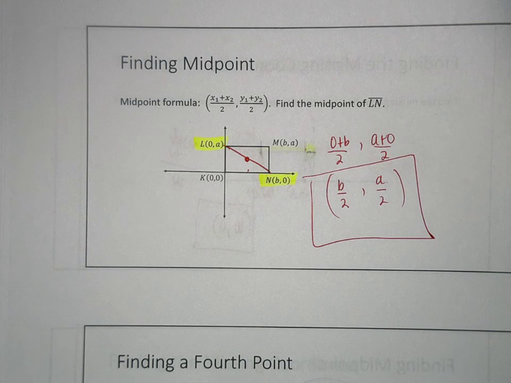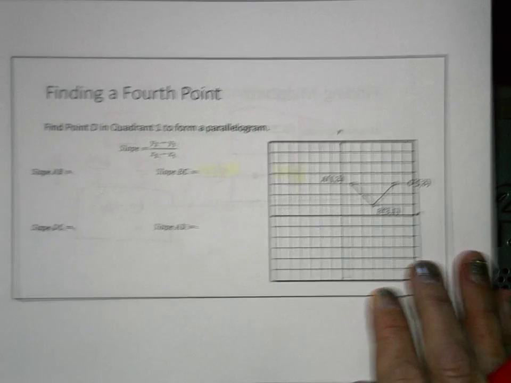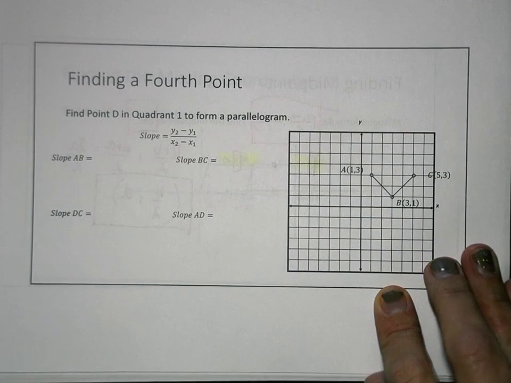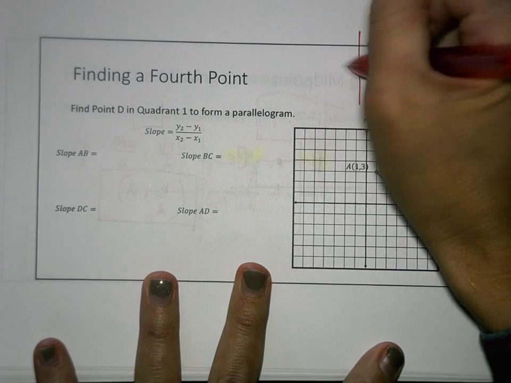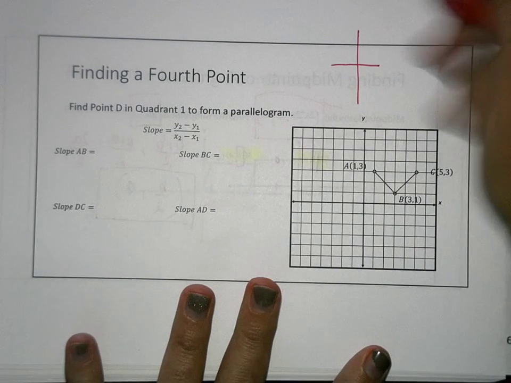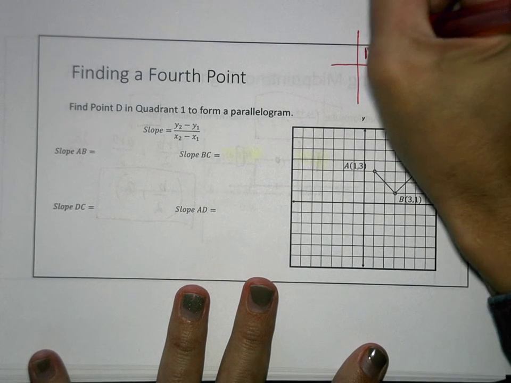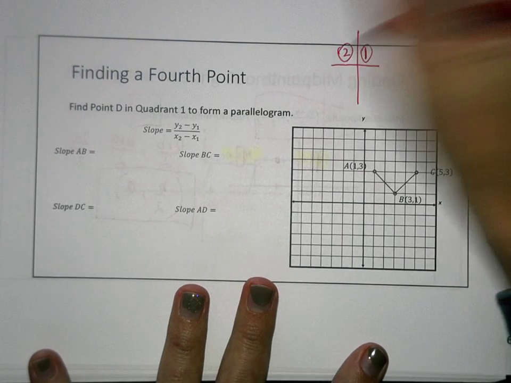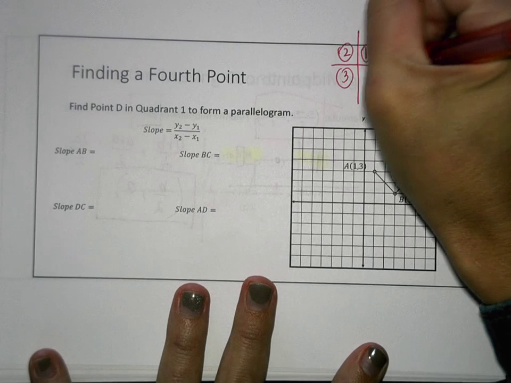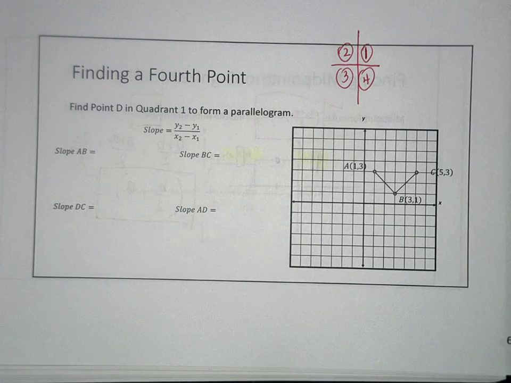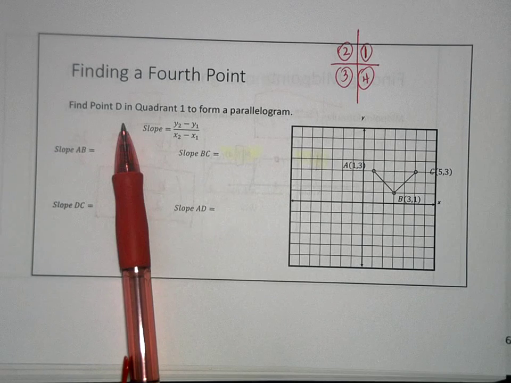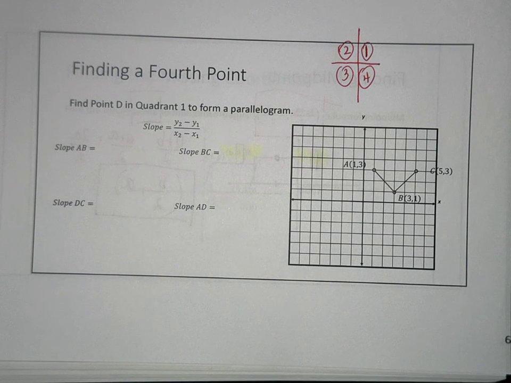Okay, so this next part is you're supposed to find the 4th point. Now you need to remember your quadrants. So let's go ahead and just make a coordinate grid right here. When you're doing your quadrants, you start here and then you go left. So this is quadrant 1, this is quadrant 2, 3, and 4. You'll need to know that in order to find the correct point. So this one, they're telling you that the 4th point is going to be in quadrant 1.